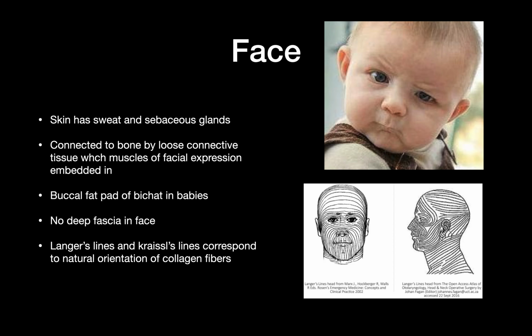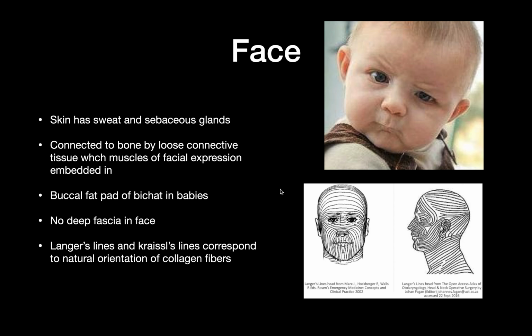So the face has sweat and sebaceous glands. That's why, when we get sweaty, we see perspiration on the forehead and on the upper lip. It is connected to the bone by loose connective tissue, in which the muscles of facial expression are embedded. And in people with particularly round faces and in babies, there is a well-defined buccal fat pad of Bichat. Here you go. See? It gives them the little pudgy face.